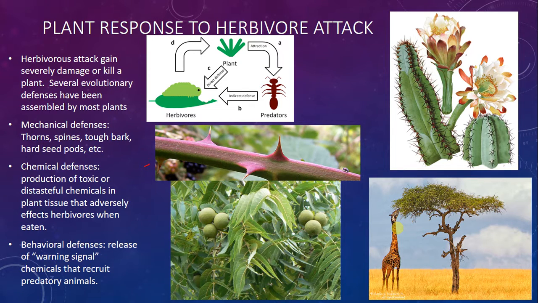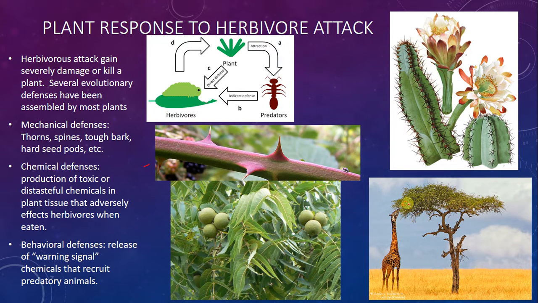What is interesting is when a giraffe eats the leaves of the acacia tree, they're full of tannins, like we talked about. So those are chemicals that will upset the stomachs of giraffes, make them vomit and taste bad.